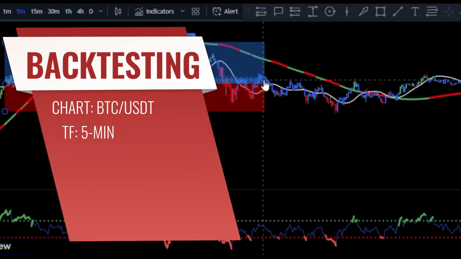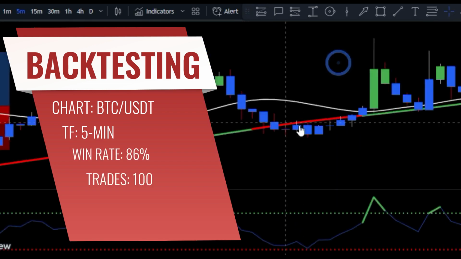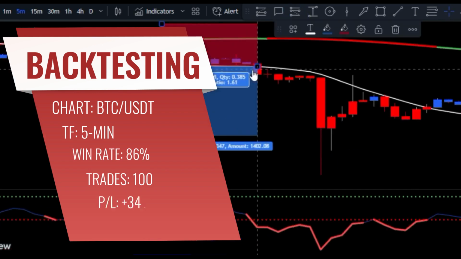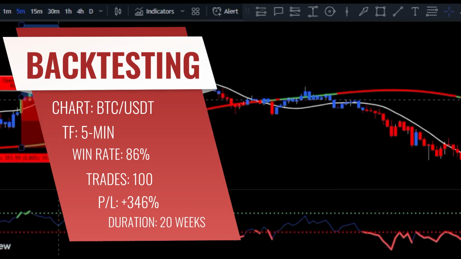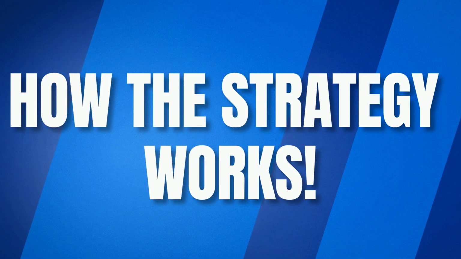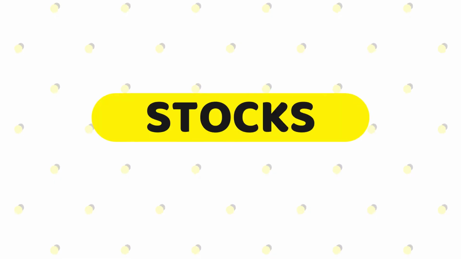To elaborate, the strategy achieved an 86% win rate across 100 trades in our backtest and accumulated a 346% profit in just 20 weeks. These impressive statistics warrant further exploration of the strategy's potential. Let's dive into the mechanics and potential of this strategy to understand how it can benefit traders in the dynamic cryptocurrency, forex, or stocks market.